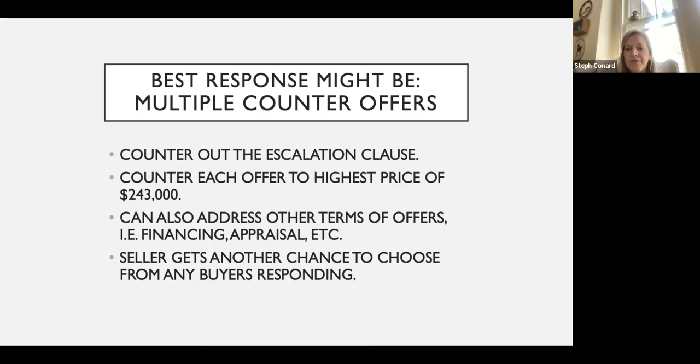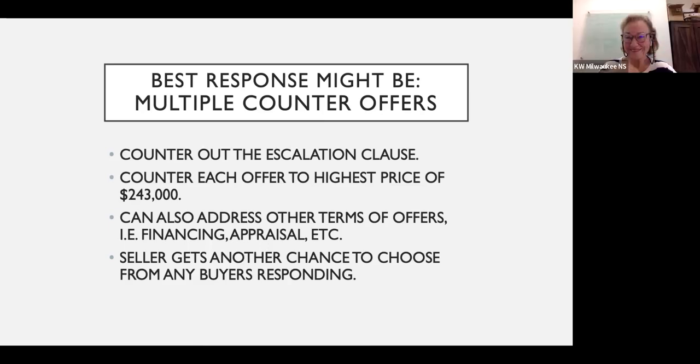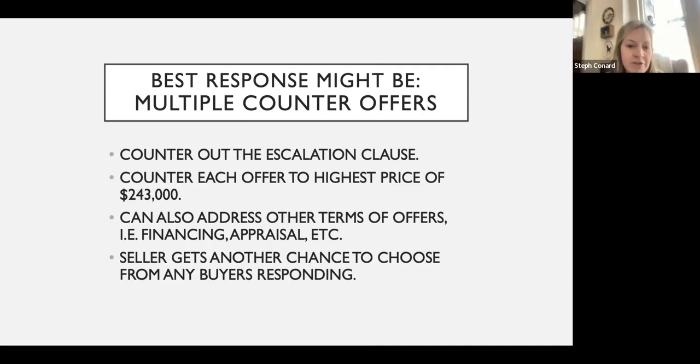So we do feel that using a multiple counter offer form is the way to go. Another thing I'm always asking agents is, besides price, look at other terms. Are there other terms in there that you could make more beneficial to the seller? Consider using a multiple counter offer.